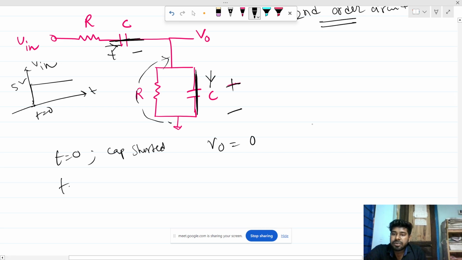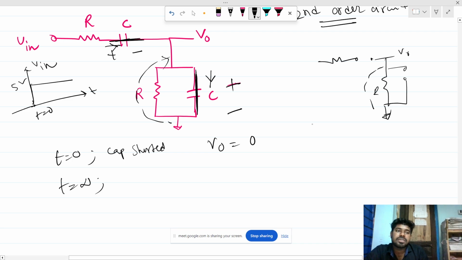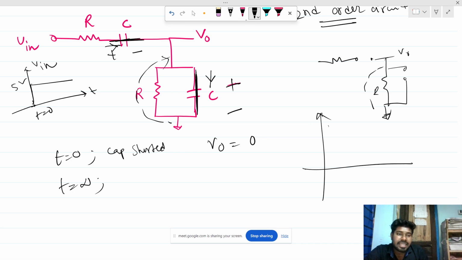Now at t equals infinity, the capacitors are open. So this will be open and this will be open. Again, this voltage is there, so V out is 0, right? So you will find it will be 0 every time like that? Not right, because this is a second order circuit. We cannot do that.